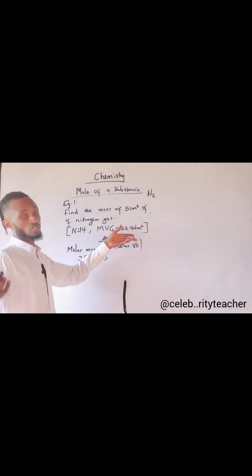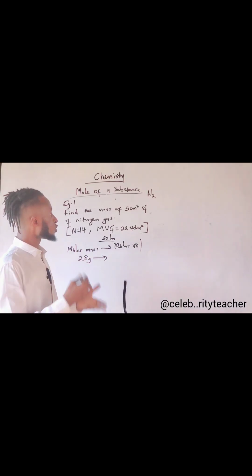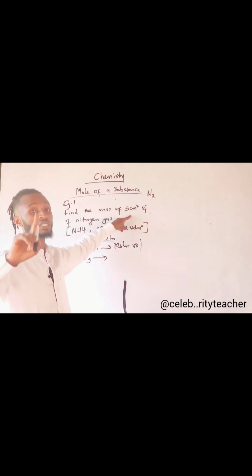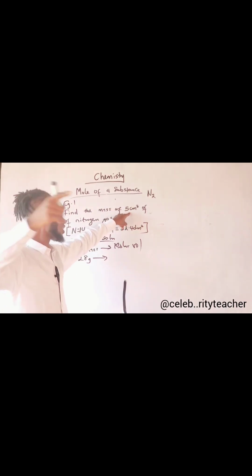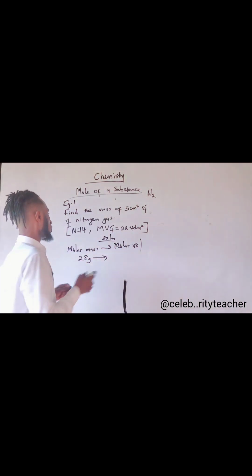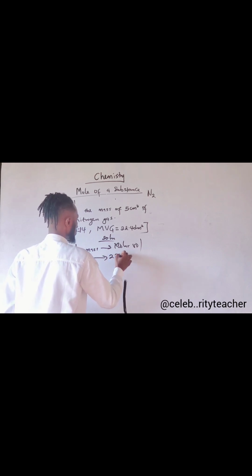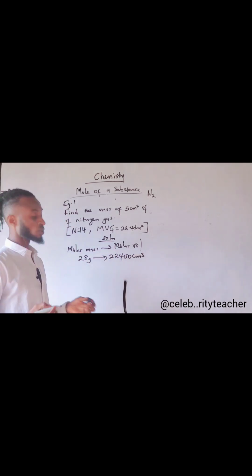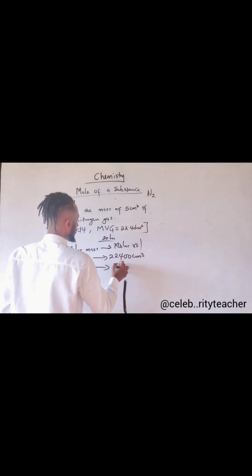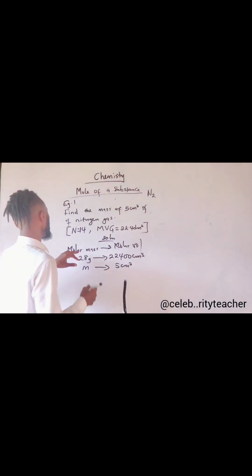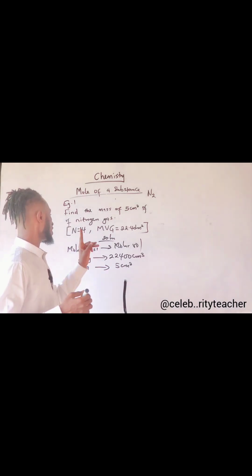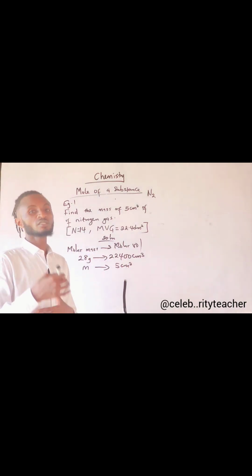And molar volume is always constant, 22.4 dm cube or 22,400 cm cube. However, since the volume in the question is given in cm cube, the molar volume that we are going to use is going to be in cm cube. So we are saying that molar mass is equivalent to molar volume. If that is the case, what mass of the same nitrogen is going to be contained in 5 cm cube of the same nitrogen? If 28 grams of nitrogen is inside 22,400 cm cube of nitrogen, then what mass is going to be in 5 cm cube of the same nitrogen?